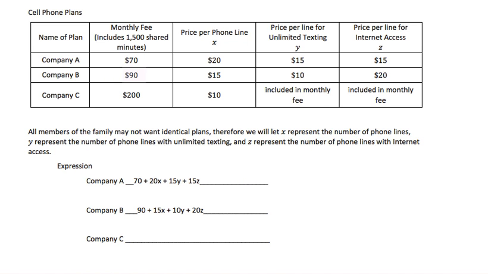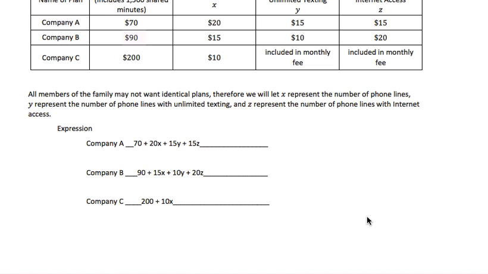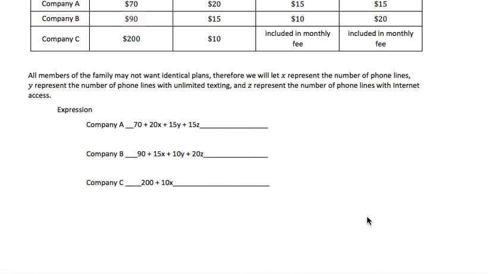And then Company C has a $200 monthly fee, and the only other charge that they have is $10 per phone line, so 10x. The texting and the internet access are all included in the monthly fee, so we have no charge for any of them. Next in our search, we're going to need to take those expressions and use them in a number of different situations.